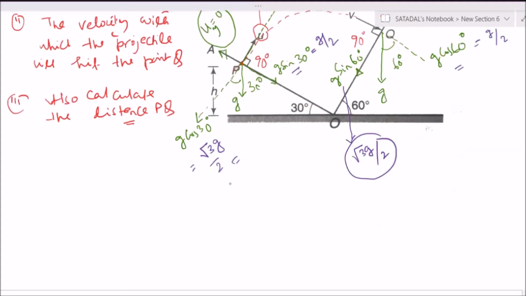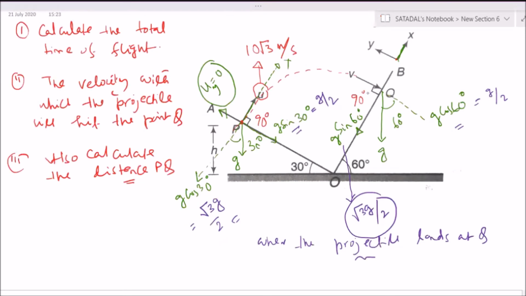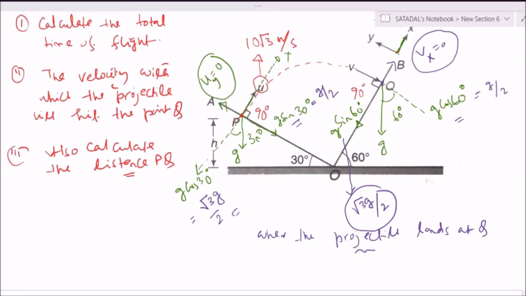I'm going to write that when the projectile lands at Q, check this point. When this projectile lands at this point, the entire velocity is along y. What is the velocity along x? This is 0 only, na? Diagram is okay? So velocity along x is 0, correct? Any doubt?